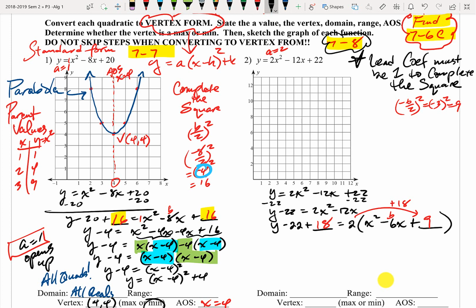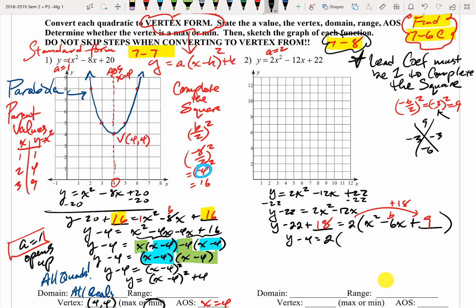All right, so we got 18 minus 22 is minus 4, so we have y minus 4 is equal to 2 times all of this, and you got to start your factoring again. So here we go. What two numbers multiply to 9 and add to negative 6? Guess what? It's right here. It's negative 3. The two numbers that multiply to 9 and add to negative 6 is always half of b. It's always right here, this number.